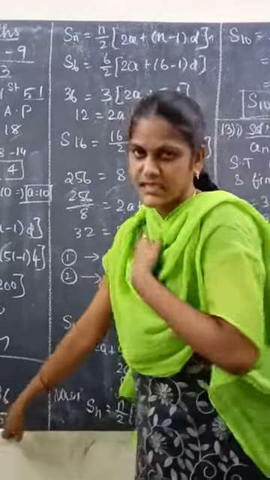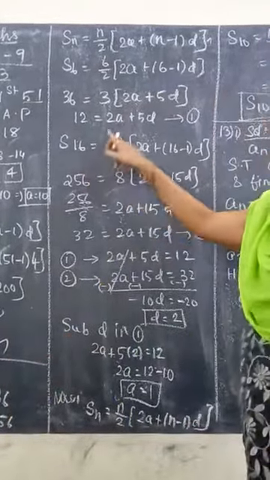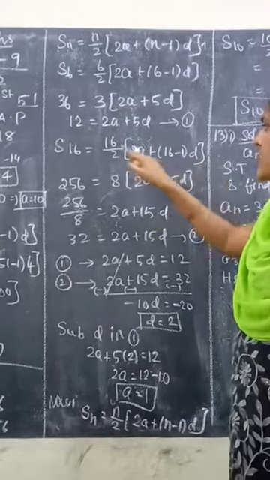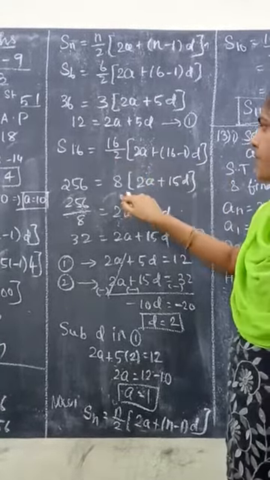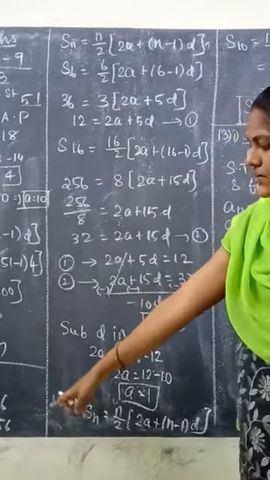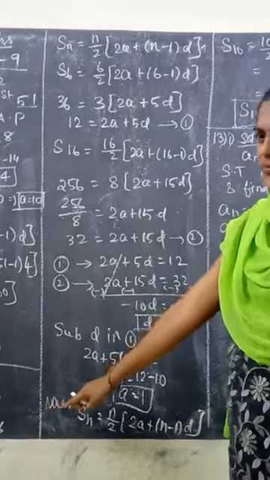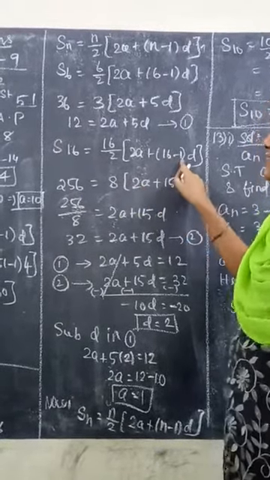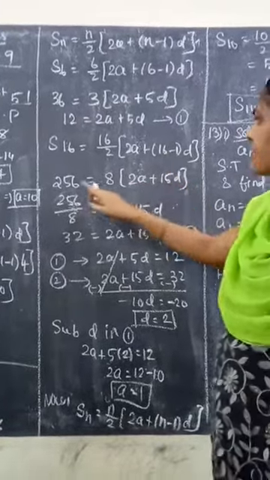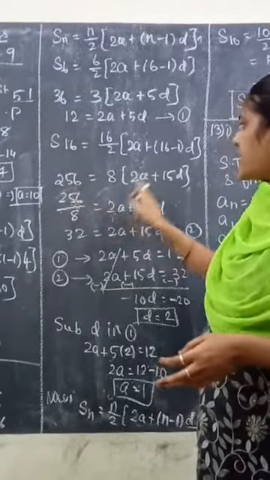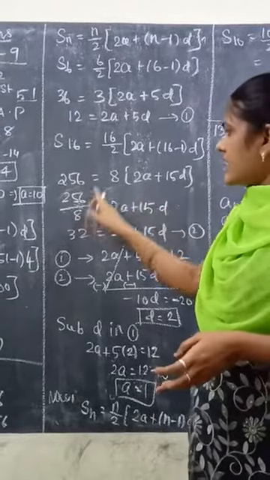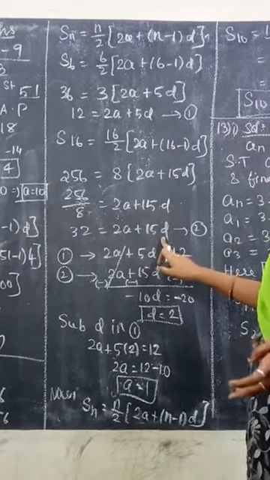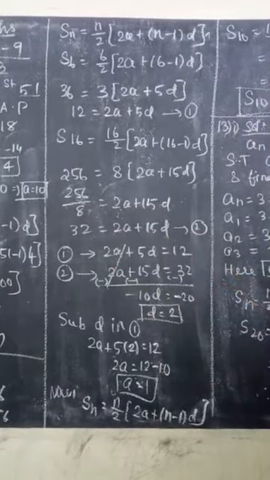Next S16. S16 is 16 by 2 into 2a plus 16 minus 1 into d. So 16 by 2 is 8. The S16 value we already have is 256. So 256 equal to 8 into 2a plus 15d. Then 256 divided by 8, cancel it, you will be getting 32. So 32 equal to 2a plus 15d. This is equation number 2.